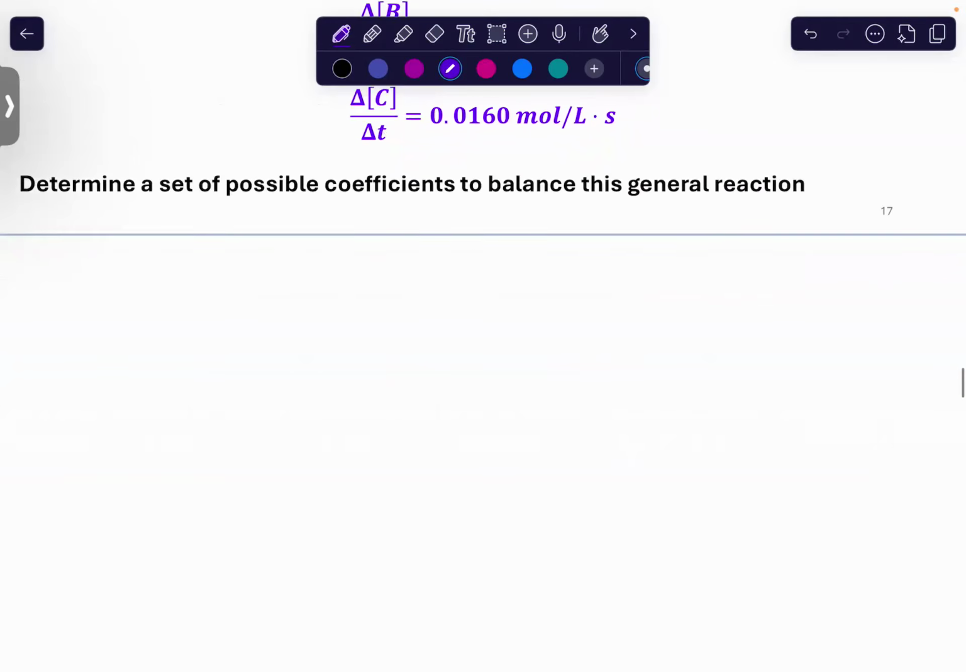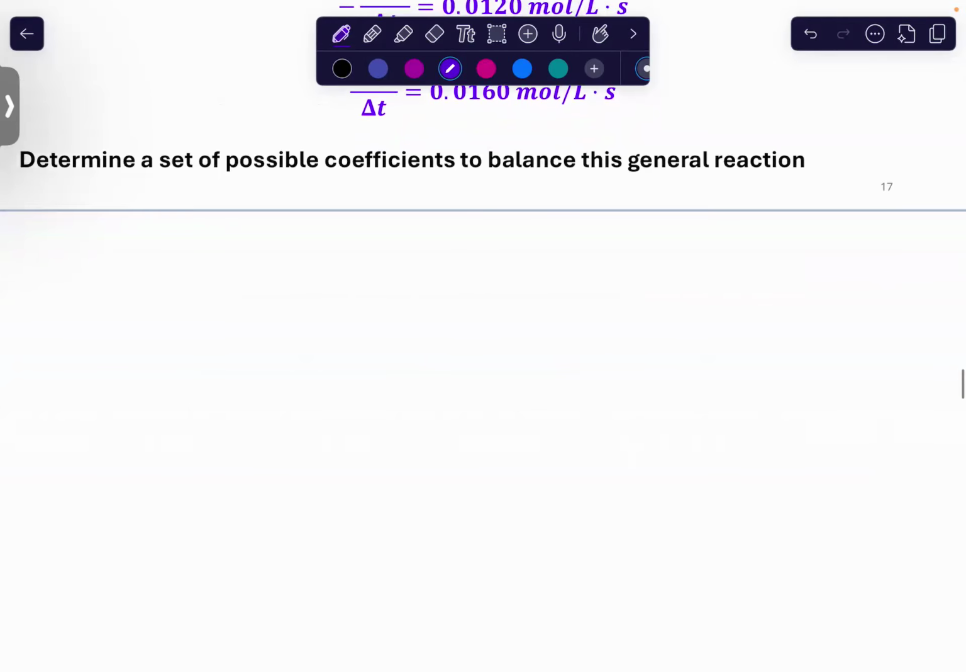let's start by doing ratios of the rates. Okay. So if I did, yes.